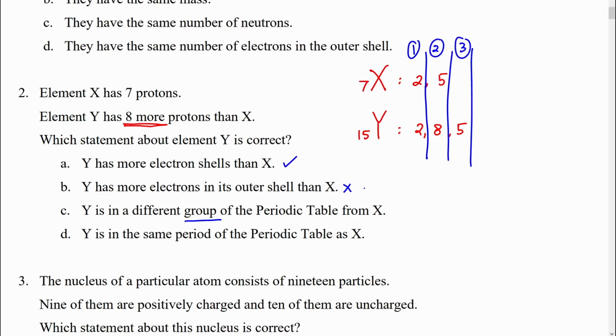Next, option D, Y is in the same period of the periodic table as X. Since they have different shells, element X is in period 2, while element Y is in period 3 of the periodic table because it contains 3 shells, while element X contains only 2 shells. Okay, so the correct answer here is A.